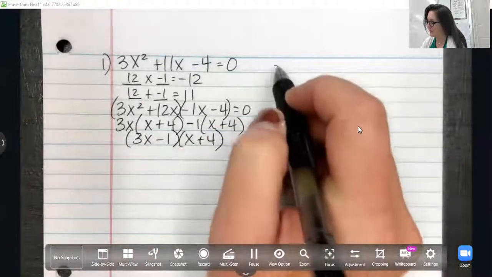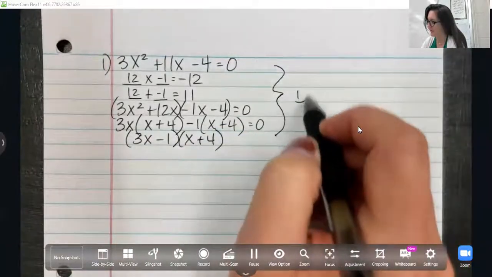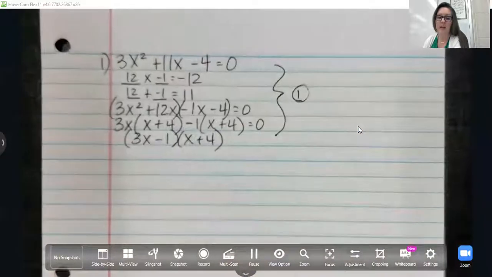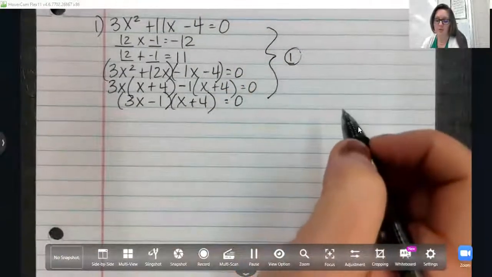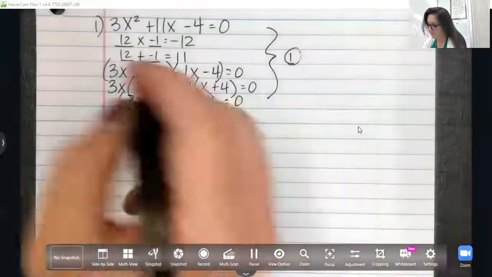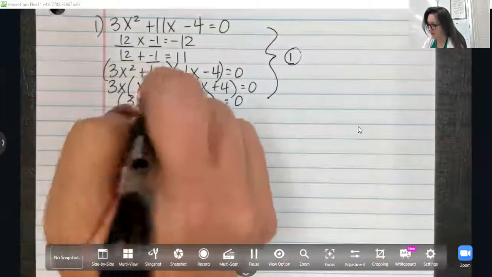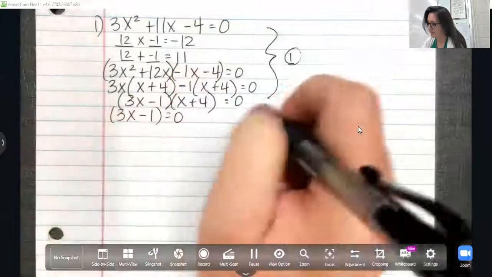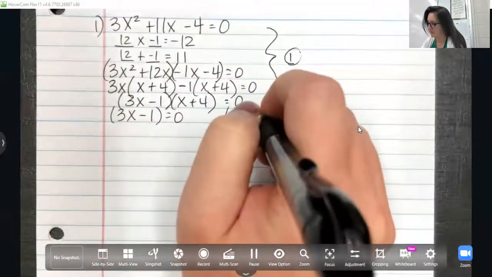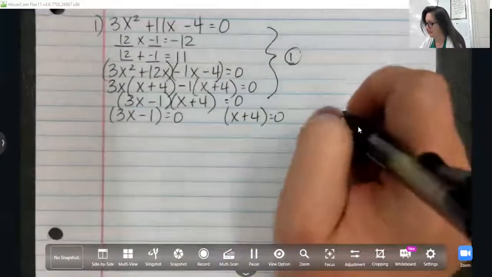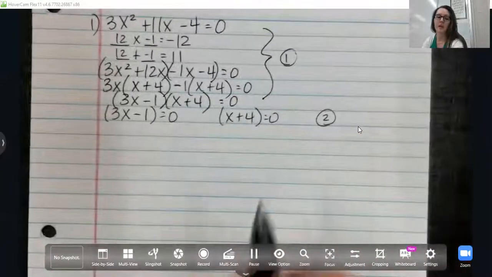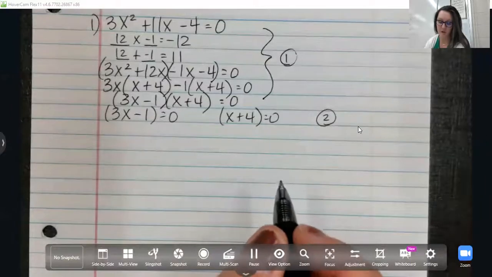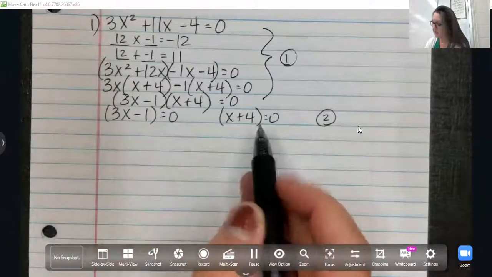So this was our step 1, right? That's the factoring. Now my step 2 is to set each factor equal to 0. So we have 3x minus 1 equals 0 and x plus 4 equals 0. I don't really need the parentheses, but I put them there anyway. All right, my last step is to solve each equation here.